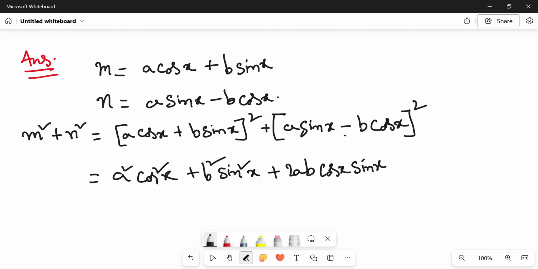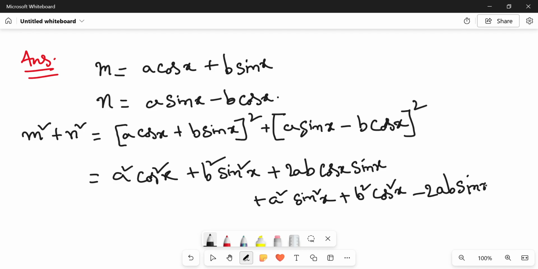And now let us take this term, and this is like a minus b whole square. So this is a square sin square x plus b square cos square x and minus 2ab sin x cos x.